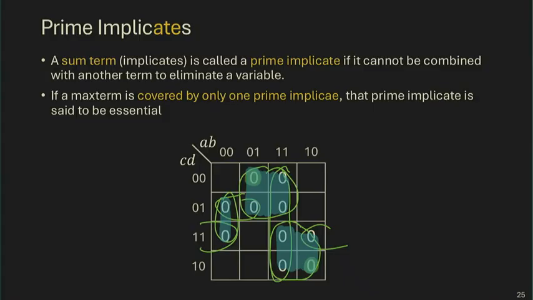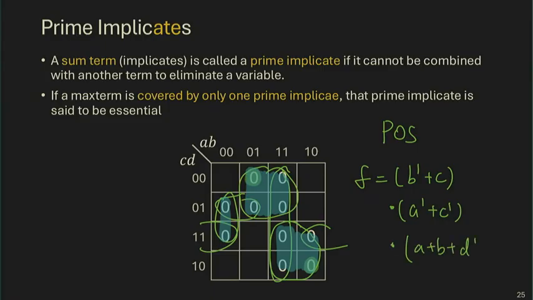So just to complete this example, I will write out the expression for this function in a product of sums fashion. The function is equal to, start with the top middle implicate. That is when b equals 1, c equals 0. So as a sum term, I write it out as b prime plus c. And then I need to multiply it, or AND it, with a prime plus c prime, and then AND it with a plus b plus d prime. Implicates equal sums. The way we find sum terms from the K-map will be the same for implicates.